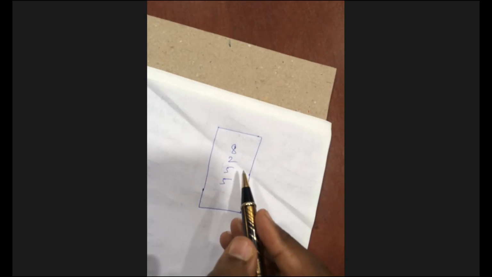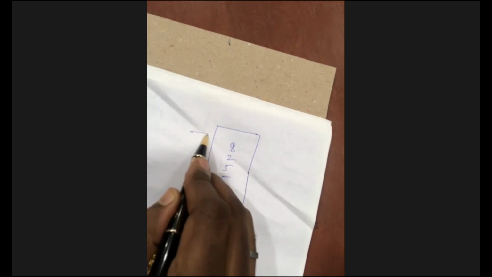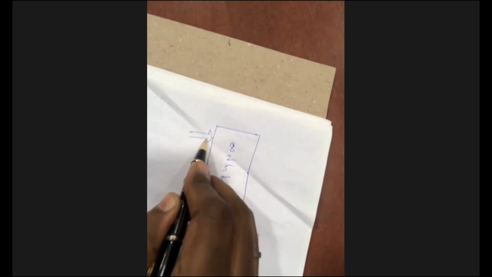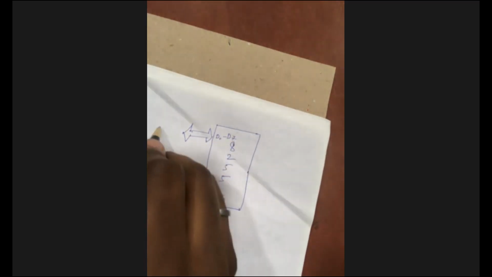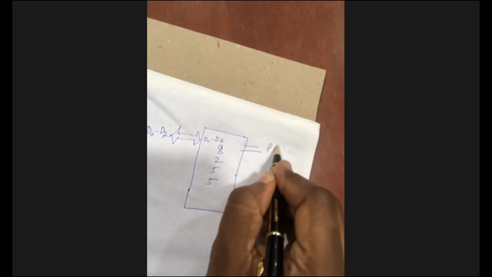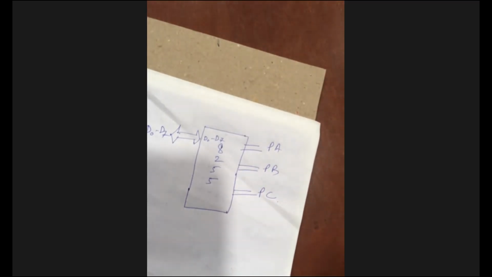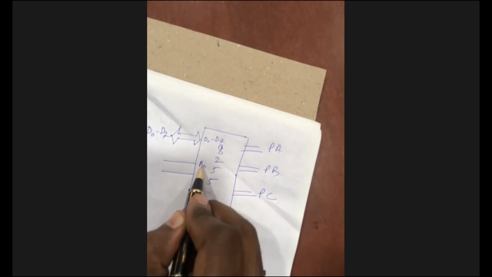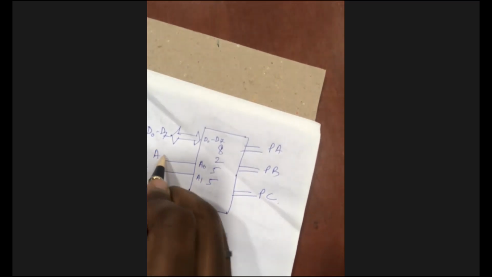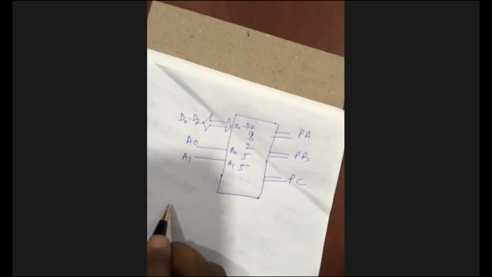Next, this is the data bus, D0 to D7, connected with D0 to D7 of the 8255. This is PA, this is PB, this is PC. The next two pins are very important: one is called A0, another is called A1, connected with A0 and A1 of the microprocessor.